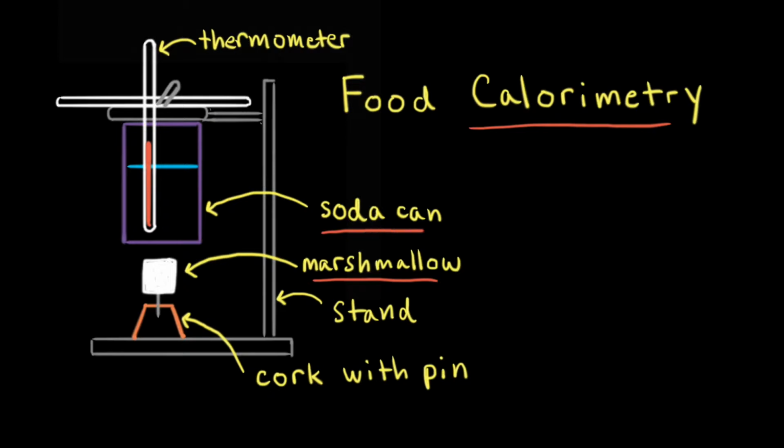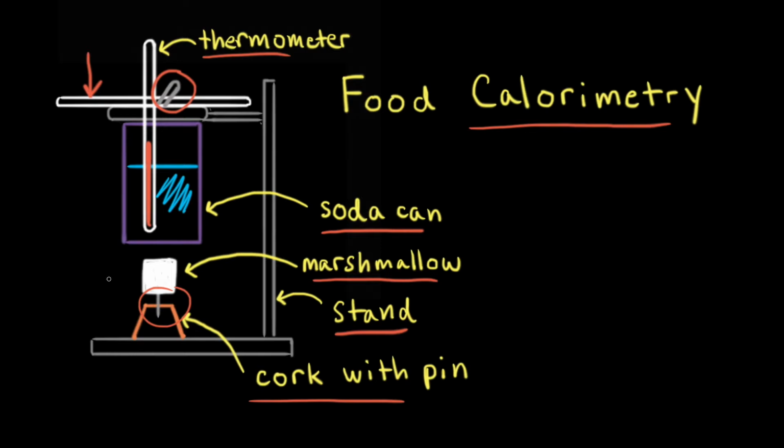So our soda can has some water in it. So here's the water in our soda can. And then we also have a thermometer in the soda can to measure the change in the temperature of the water. If you take a stir rod and put the stir rod through the tab on the soda can, you can attach the soda can to a stand. Next, we can put our marshmallow on a pin that's attached to a piece of cork.